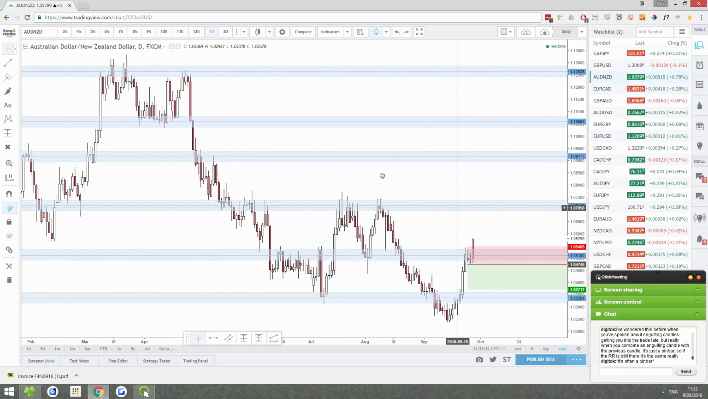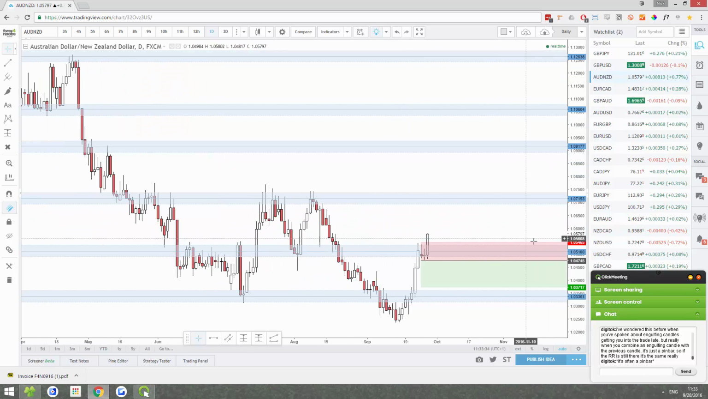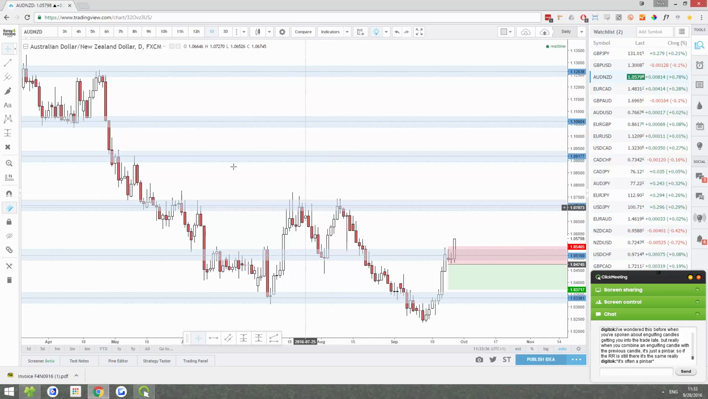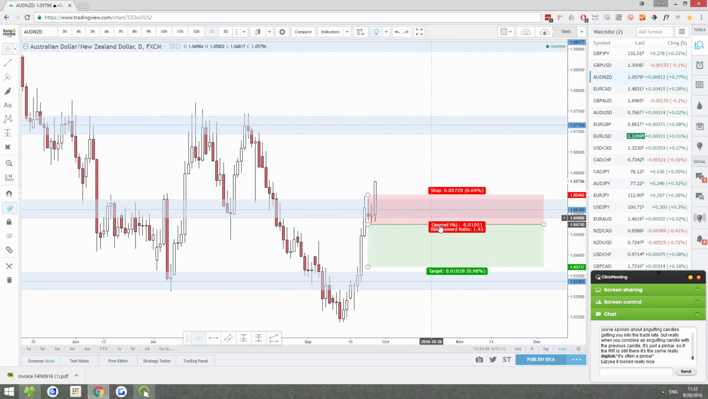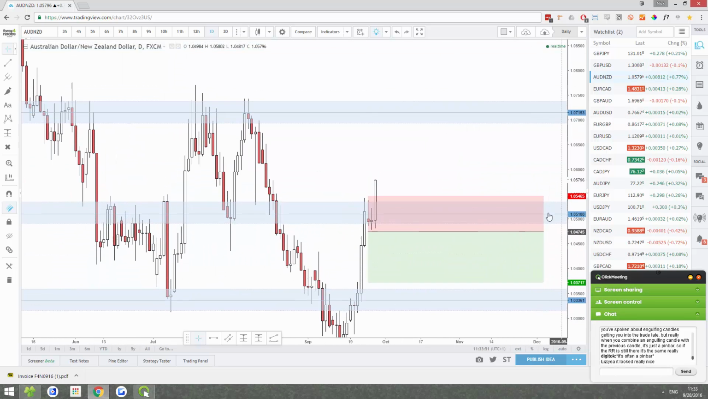AUD New Zealand. Now, we were looking at AUD New Zealand yesterday. It actually looked like a very strong setup. I mean, it had a nice trend line heading down. Overall, it looked like a pretty strong reversal setup. But in the end, it didn't really work out. AUD started shooting up.